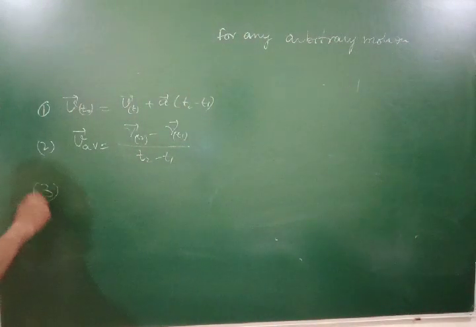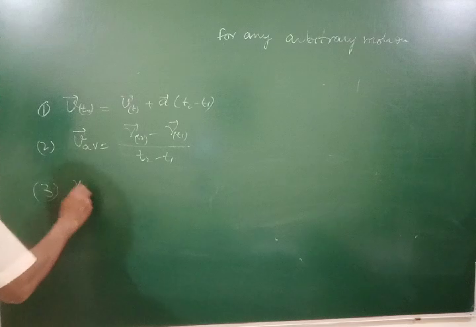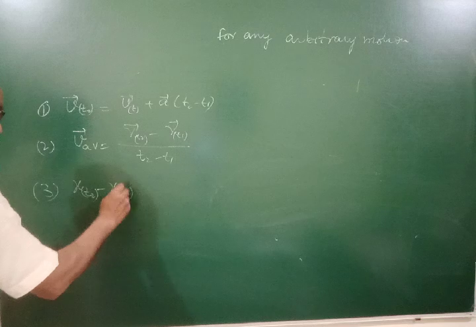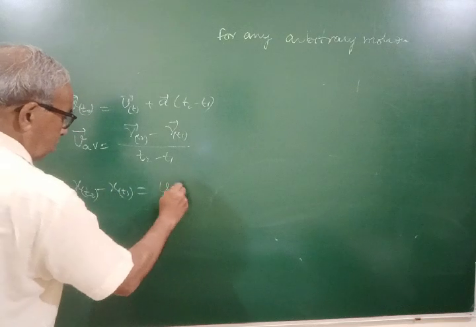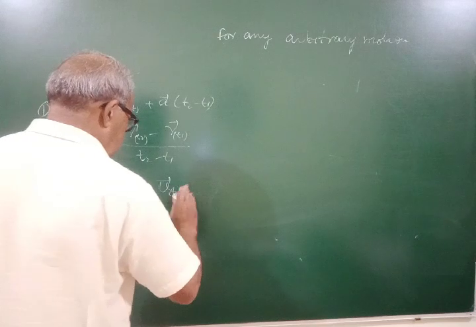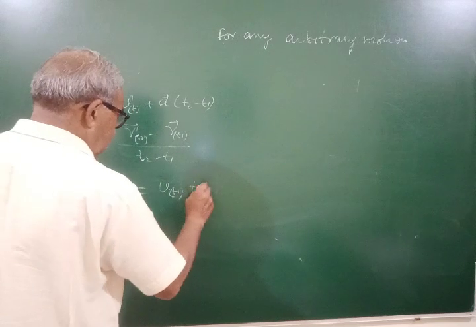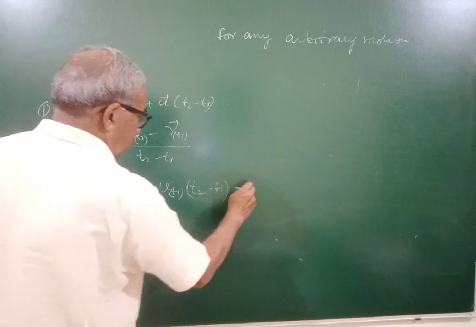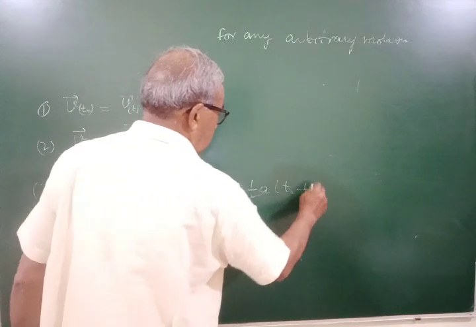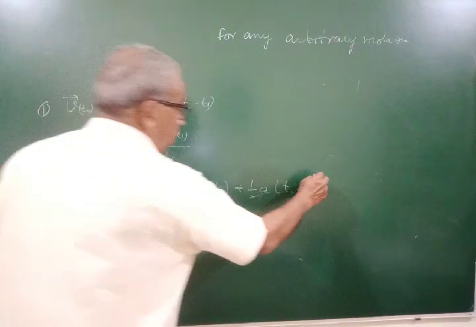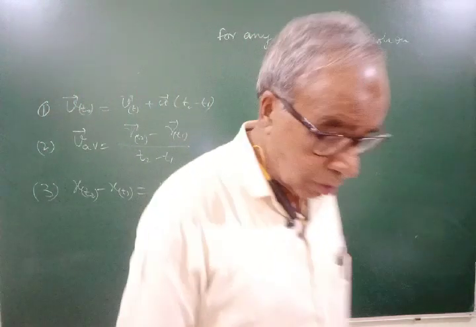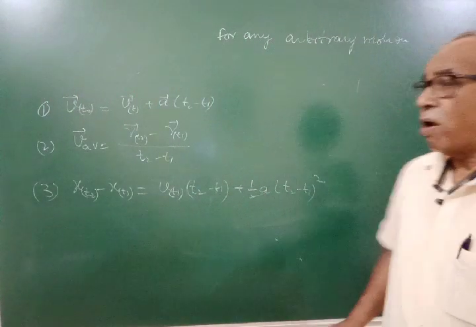Number 3, x(t2) minus x(t1), the same thing, v(t1) into (t2 minus t1) plus half a into (t2 minus t1) square. Again, this is not true for any motion, it is only for uniformly accelerated motion. So there are questions like this.